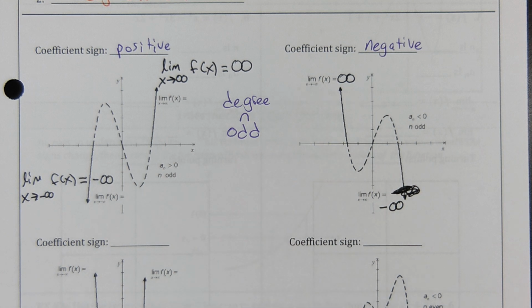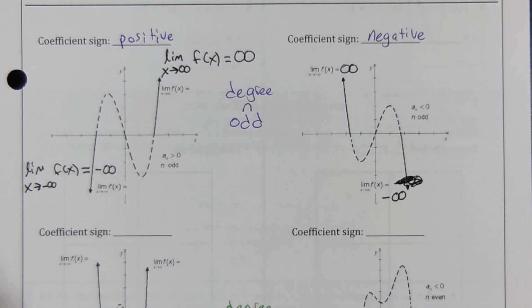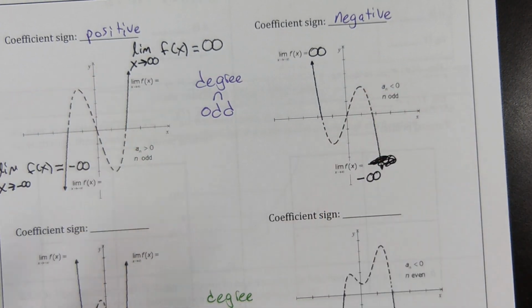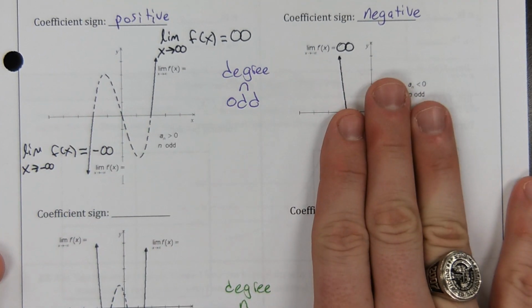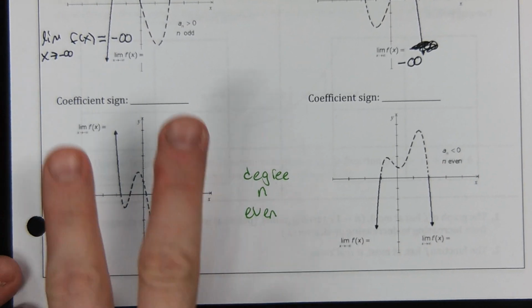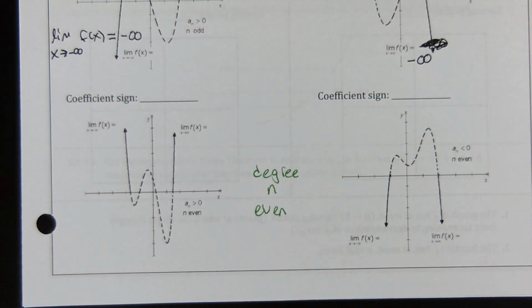So what is the degree of the polynomial, back to the graph? The degree of the polynomial determines if the endings point the same direction or opposite directions. That's all it does. So these point opposite directions because the degree was odd. These point the same direction because the degree is even.